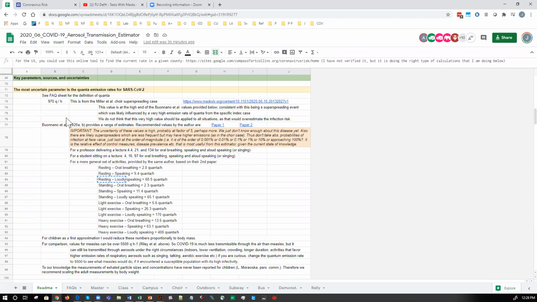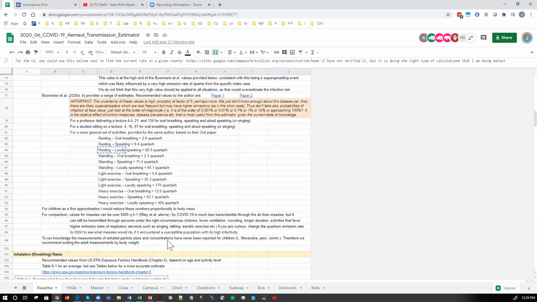Okay? So here we have the quanta of emission. For example, there's a number you're going to have to enter in the spreadsheet. So you have to decide which of these situations is closest to what you're simulating. If you say, okay, I'm standing and speaking, then maybe you will use 11. And if I'm standing and loudly speaking, I will use 65. And then you say, well, it's loud, but not very loud. Well, then use 30. In the end, it's uncertain, so use your best estimate.